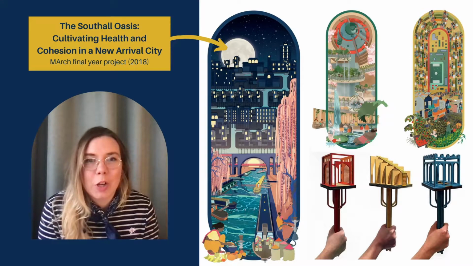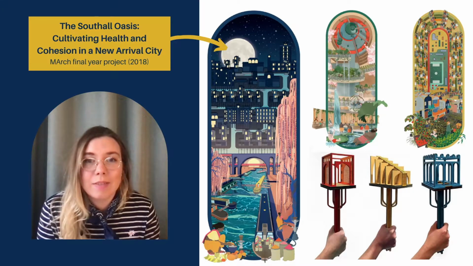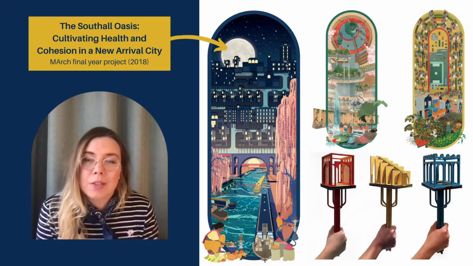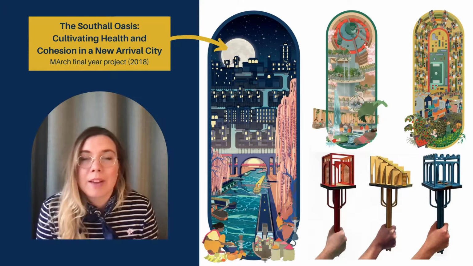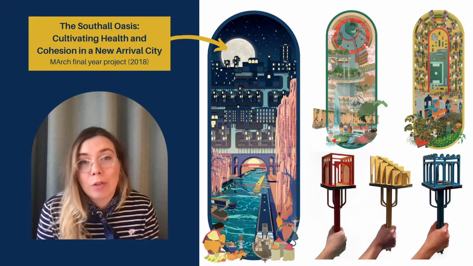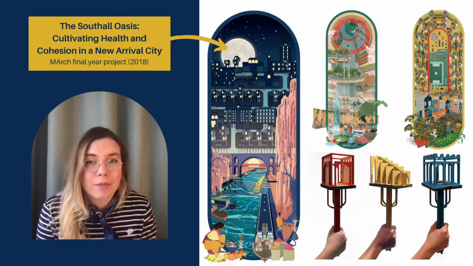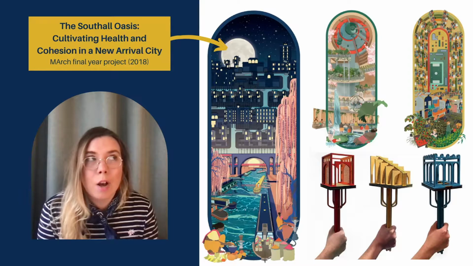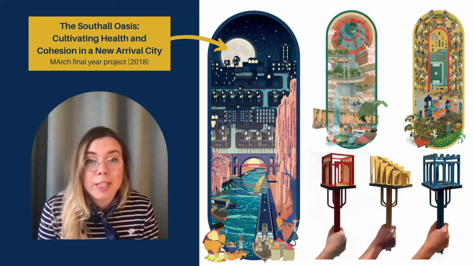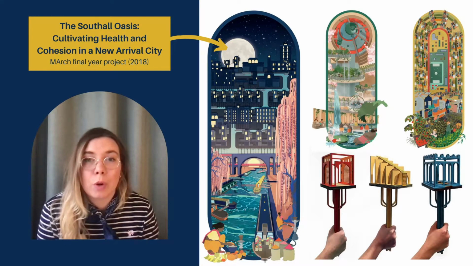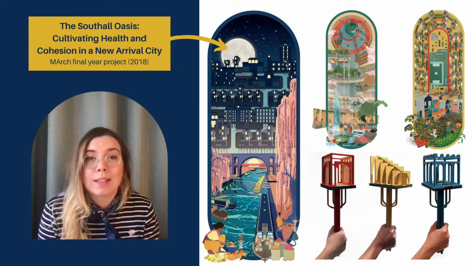Firstly, I'm just going to tell you a little bit about myself. I finished Unit 13 at the Bartlett in 2018. My final project was based in Southall, West London, where I was exploring an alternative future for high-density, multi-generational living for culturally diverse communities. And since then, I have been working for a small practice in London called Almanac.